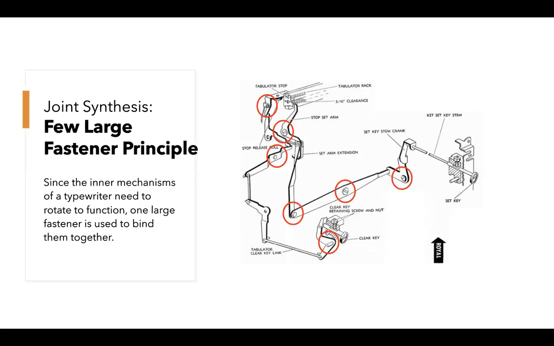And so since the inner mechanisms of a typewriter need to rotate to function, one large fastener is used to bind them together. And this could be part to part and also parts to where they're mounted, so to the shell of the typewriter as well.